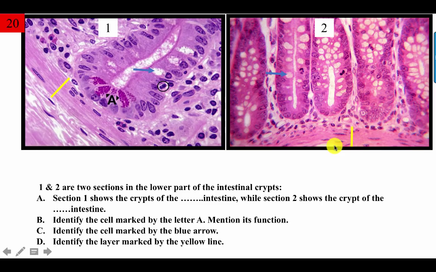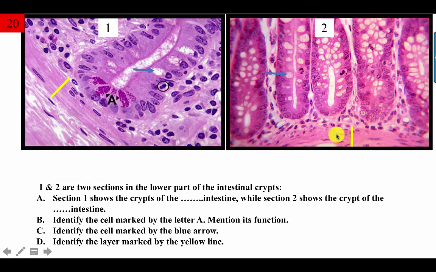1 and 2 are two sections in the lower part of intestinal crypts. Section 1 here shows the crypts of the small intestine. Why? Because I can see Paneth cells with the acidophilic zymogen granules at the top of the cell. So this is the Paneth cell, so this is the crypt of the small intestine. And what is this? It is the goblet cell here. And what is this? It is the muscularis mucosa.